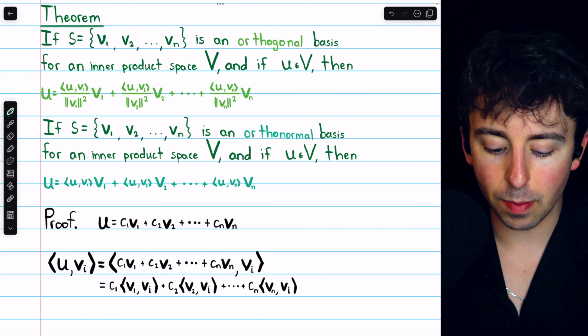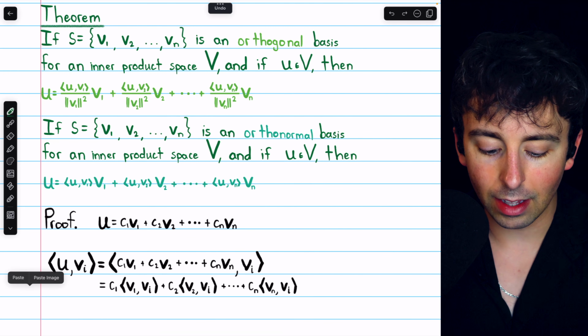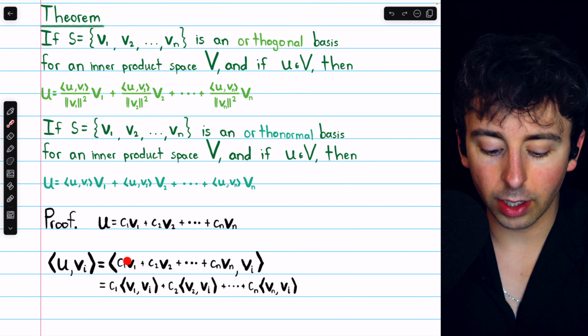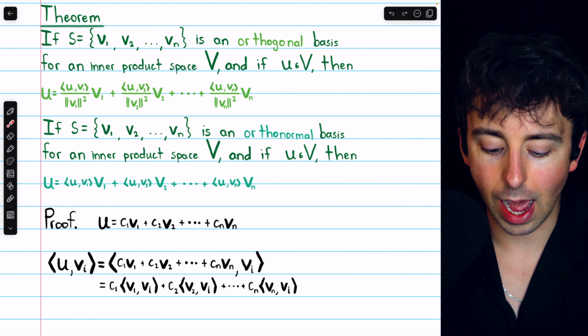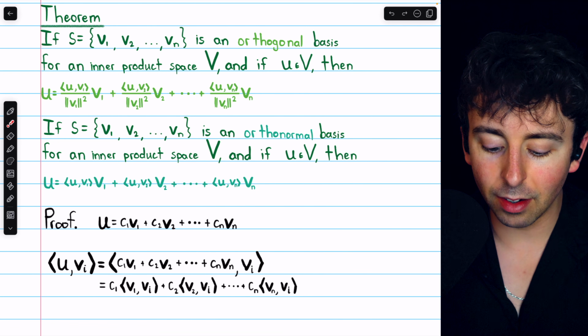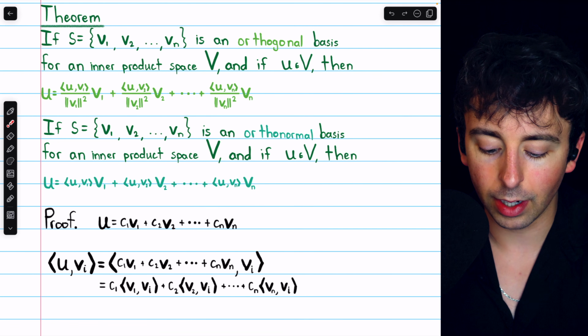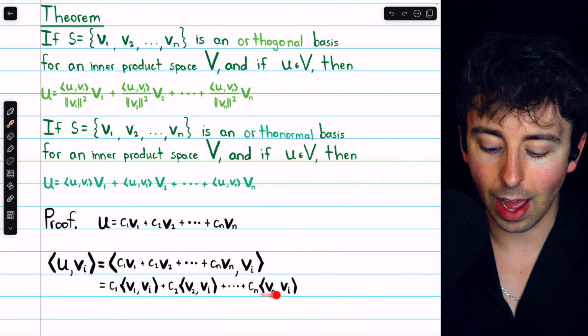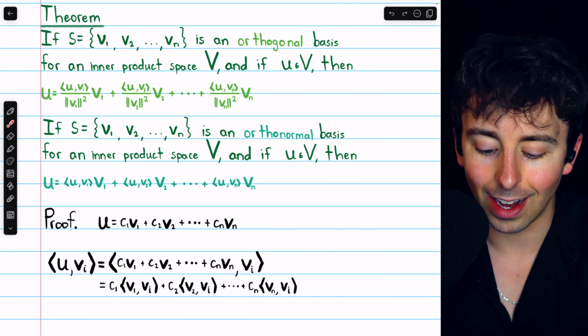Then, by the additivity property, we can split this inner product up across the addition. And so, we would have the inner product of c1v1 with vi, but we can pull the scalar c1 out, plus the inner product of c2v2 with vi, but we can pull the scalar c2 out, and so on, all the way up to the inner product of cnvn with vi, but we can pull the scalar cn out.